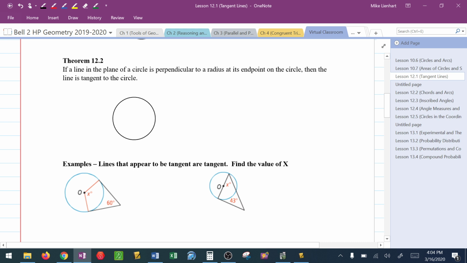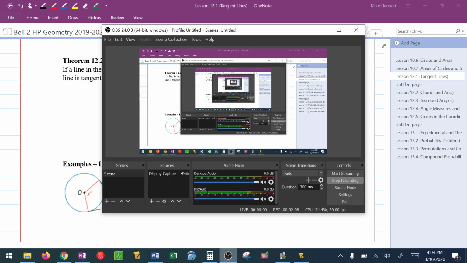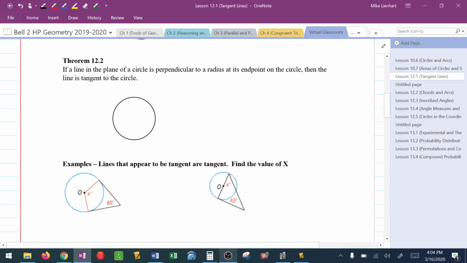We have another theorem here. If a line in the plane of a circle is perpendicular to a radius at its endpoint on the circle, then that line has to be tangent. This is essentially saying the same thing as the previous one, except from the other perspective. If you have a radius here, and this radius forms a perpendicular with this line, we'll call this line L.